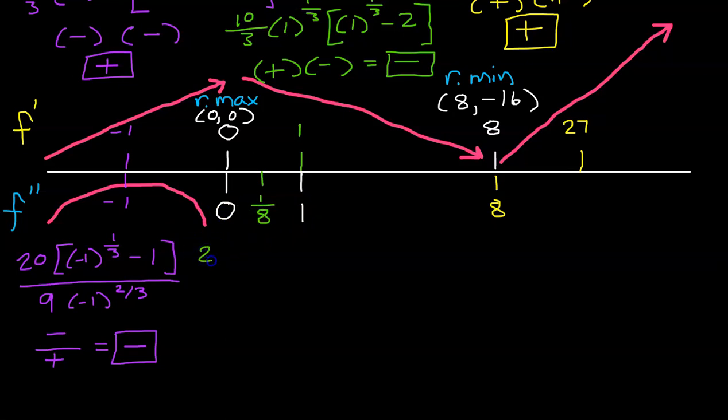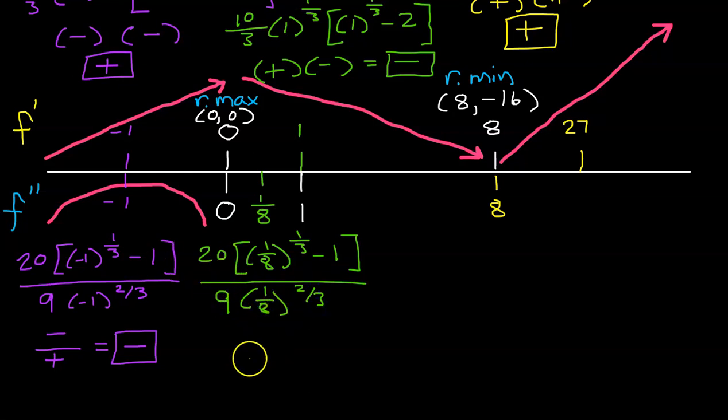So that's going to give me 20 times 1/8 to the 1/3 power minus 1, over 9 times 1/8 to the 2/3 power. Remember, we already know the denominator will be positive because of the squaring. So I don't even need to analyze this any further. In the numerator, 1/8 to the 1/3 power, that's the cube root of 1/8, is 1/2. So I have 1/2 minus 1, that's going to be a negative number, times 20 will be a negative number. So in this interval, we again will have a negative value. So this is a second interval where the function is concave down.